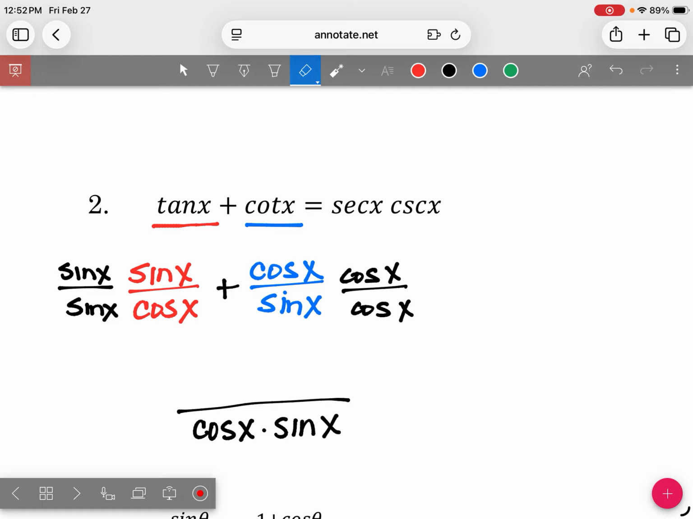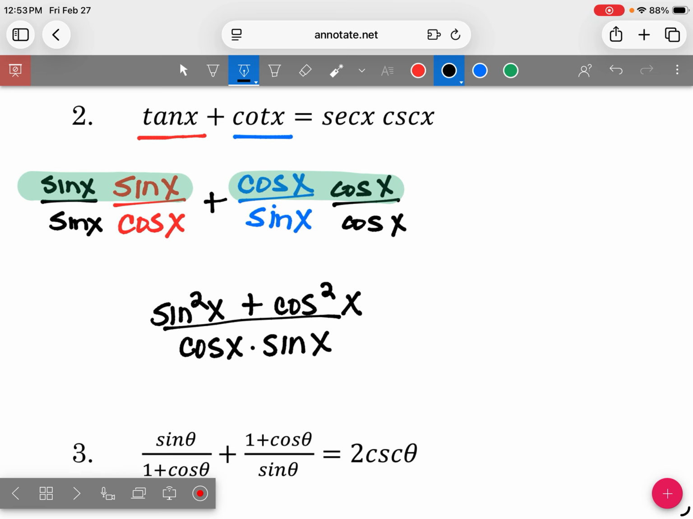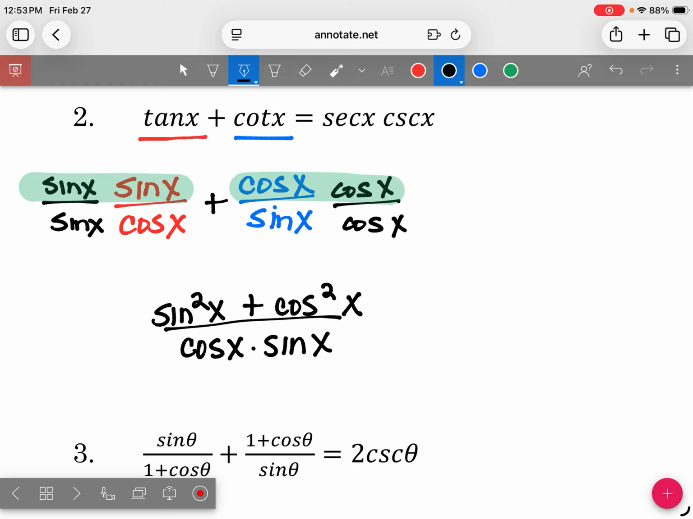So let's write what we have going across the top. Let's start here. What is sine times sine? Sine squared. Plus, what's cosine times cosine? Cosine squared. Okay. Hopefully you're getting a ding, ding, ding in your brain, because there is something in that fraction that we can simplify.